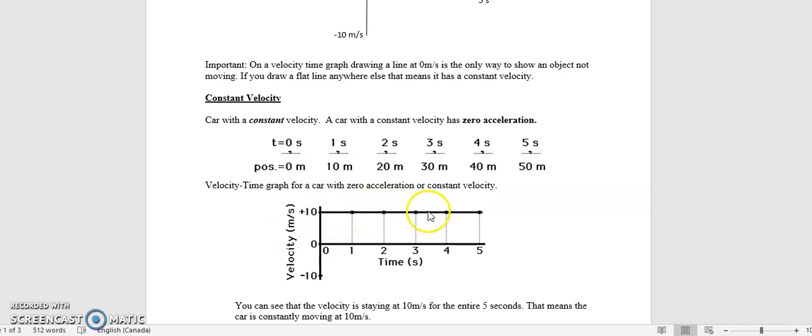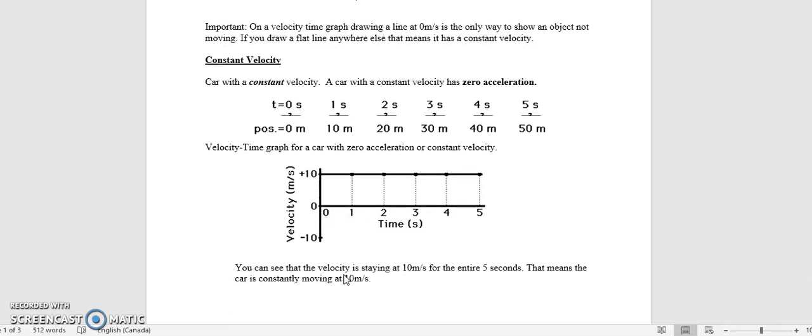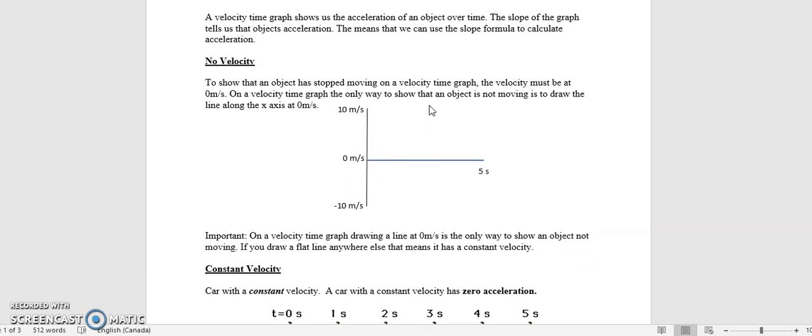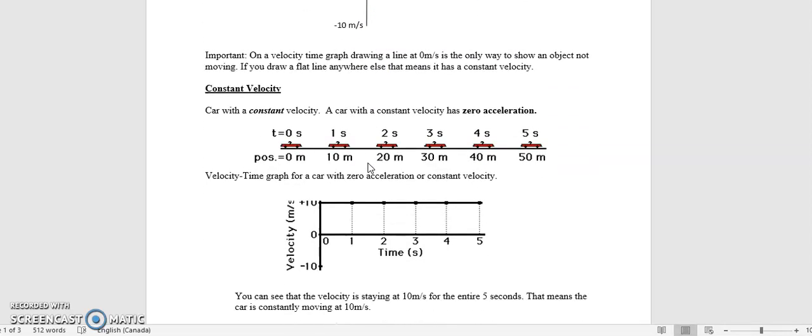And again, that's a flat line anywhere else. So if it was a velocity of 1 meter per second, it could be way down here. Velocity of negative 10 meters per second, which again just means we're traveling in the negative direction in this case. So again, you can just see the velocity stays the same. So that's a constant velocity. Make sure that you understand that no velocity must be on the x-axis on a velocity time graph. And it can be a flat line anywhere for a constant velocity on a velocity time graph.